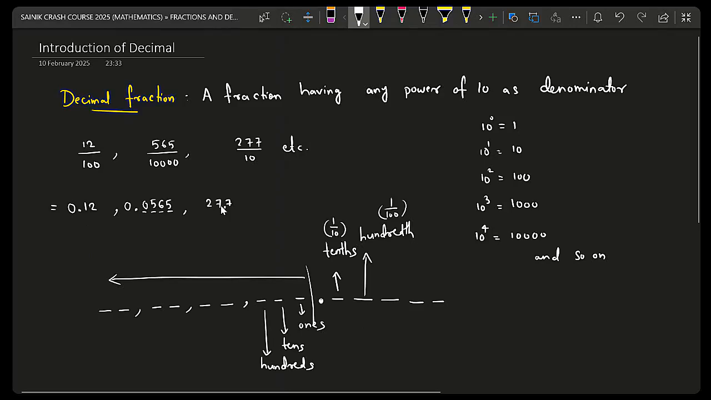Now we will discuss the opposite process. We converted decimal fractions to decimals. Now we'll try to convert decimals to decimal fractions.